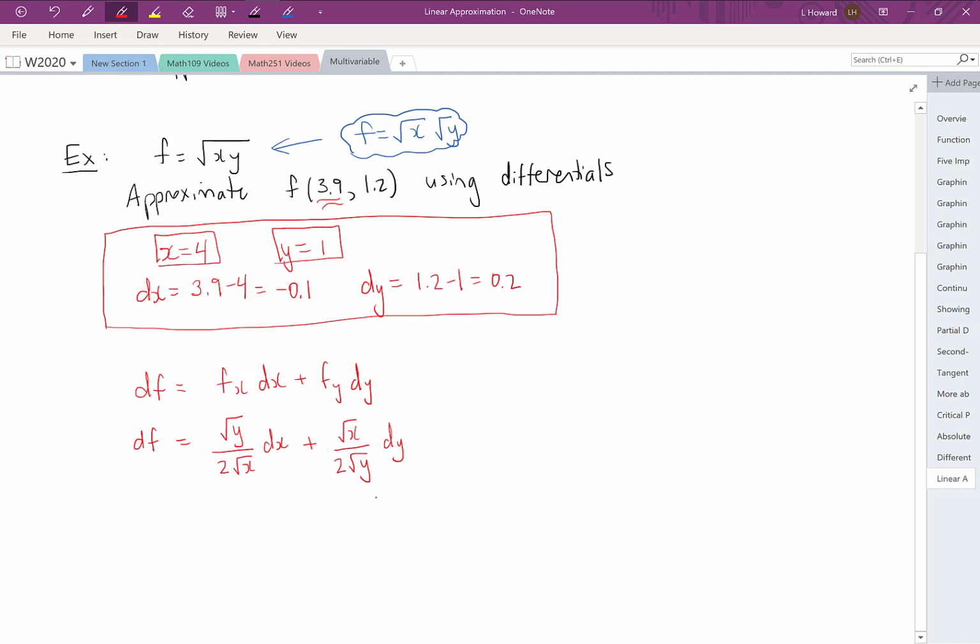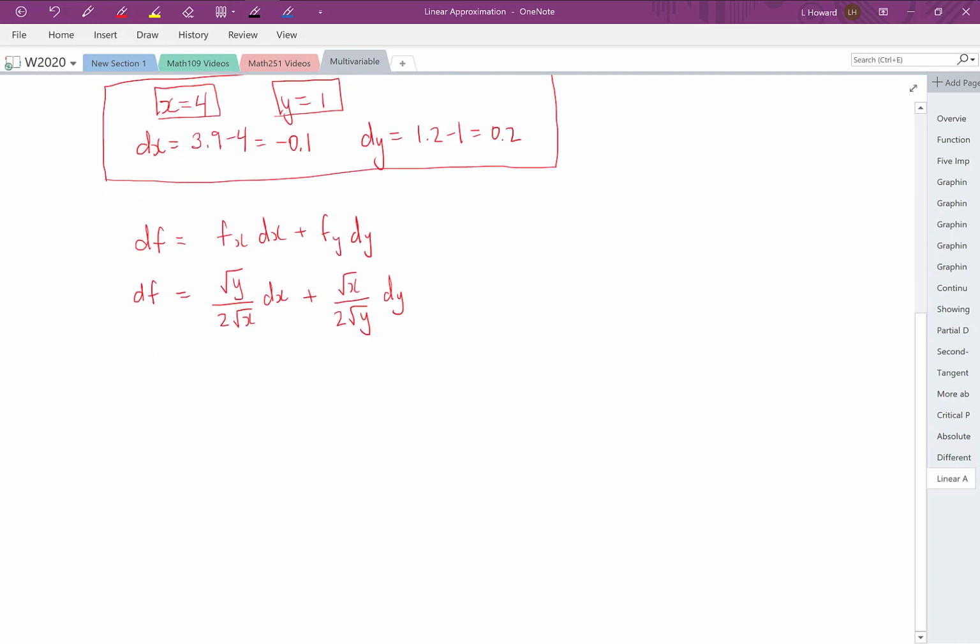Now we're going to try plugging in our values. We know x, y, and the values of those differentials. So let's get a value for df. Subbing everything in, we're going to have 1 over 4, because on the bottom we've got 2 times another 2, which gives us a 1/4, times our dx of minus 0.1. Plus, for the second term, we're going to have 2 over 2, which is 1, times 0.2. So the value of df comes out to 0.175.